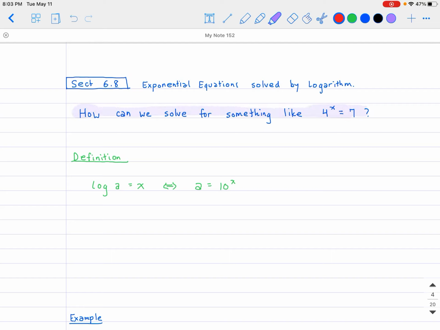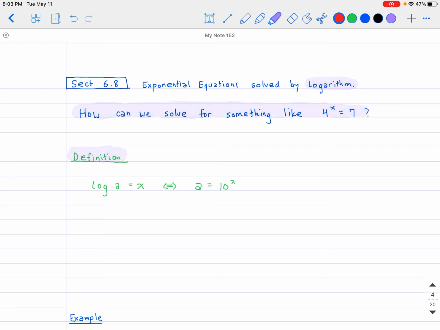If you have, say, 4 to the x is equal to 7, notice that I cannot rewrite 7 as 4 to the something, nor can I write 4 as 7 to the something. So how do you get a common base to solve for this? This is where the idea of logarithm comes in. First off, we need to define what a logarithm is so you can see how it works.